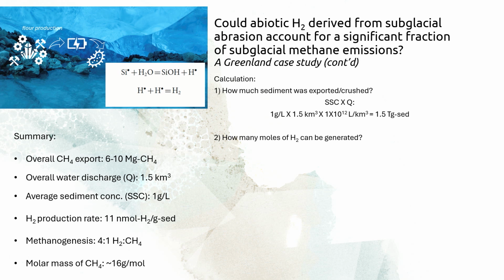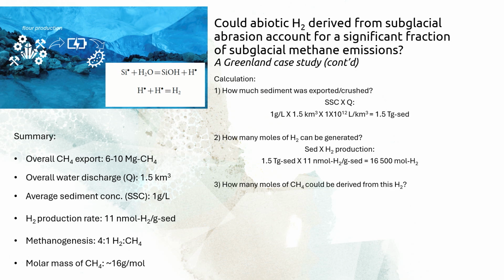Now that we know how much sediment was potentially being crushed, and here we're assuming that everything that is being exported has been freshly generated, how many moles of hydrogen could this crushing potentially produce? We now know the sediment mass, and if we multiply this by the hydrogen production rate, we get the number of moles of hydrogen that could potentially have been produced.